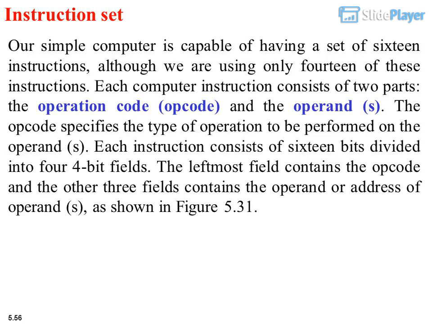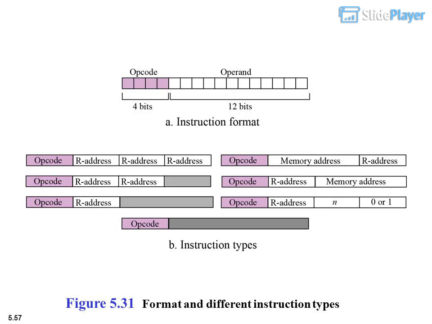Instruction set. Our simple computer is capable of having a set of 16 instructions, although we are using only 14 of these instructions. Each computer instruction consists of two parts: the operation code, opcode, and the operand, S. The opcode specifies the type of operation to be performed on the operand, S. Each instruction consists of 16 bits divided into four 4-bit fields. The leftmost field contains the opcode and the other three fields contain the operand or address of operand, S, as shown in figure 5.31. Figure 5.31 Format and different instruction types.